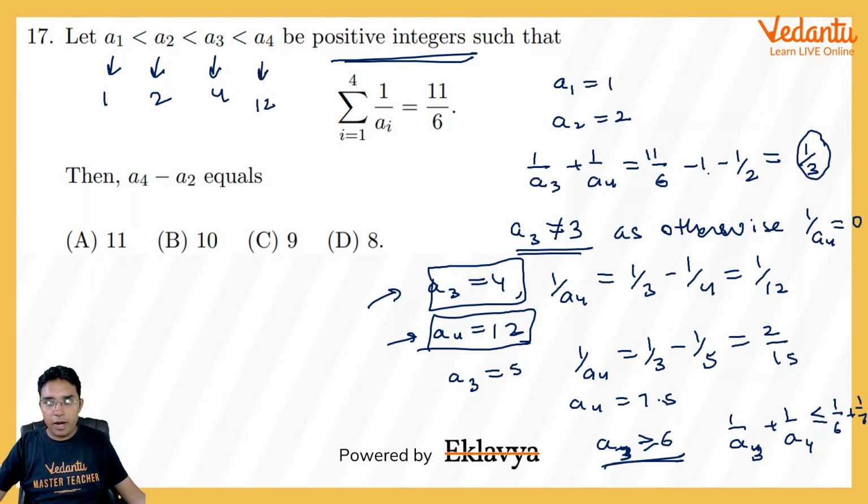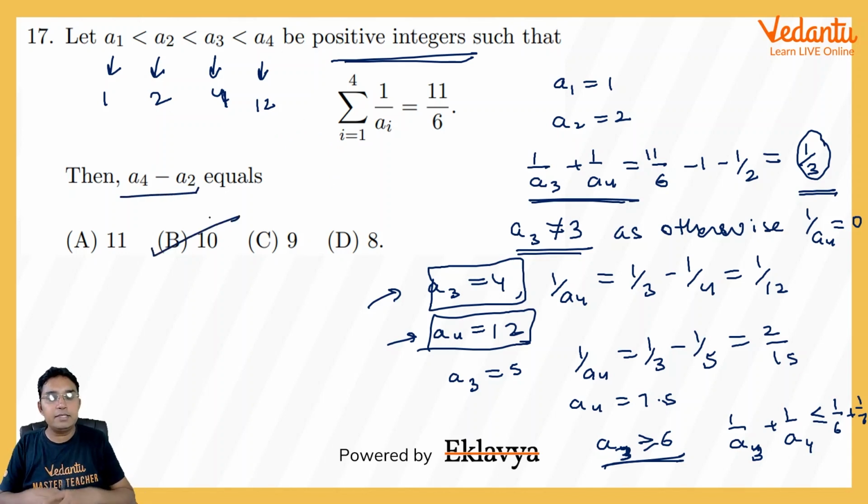In fact, after this step, this Diophantine equation can also be used by taking LCM and writing the product of two integers. That way also it can be done, and you can see these will be the only possible solution. So here A4 minus A2 has to be 10. That is the answer for this question. Little tricky question, but let me give you one objective method also.